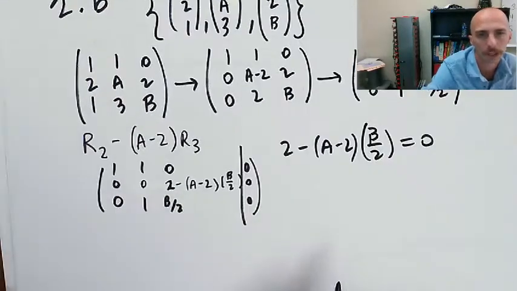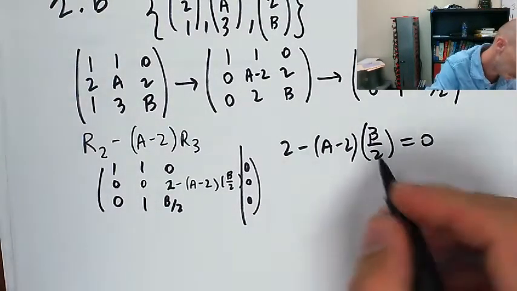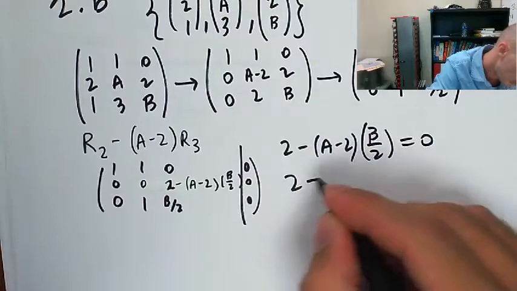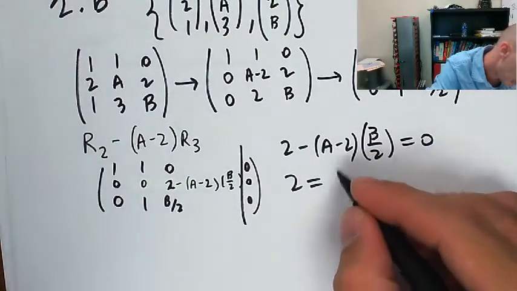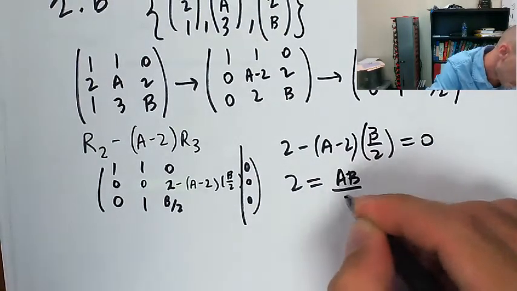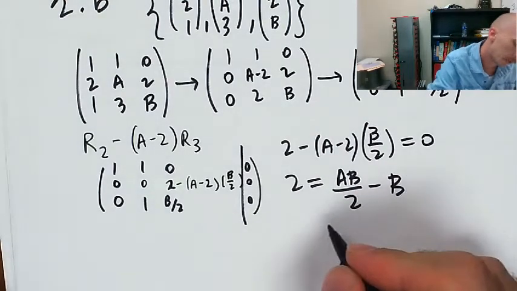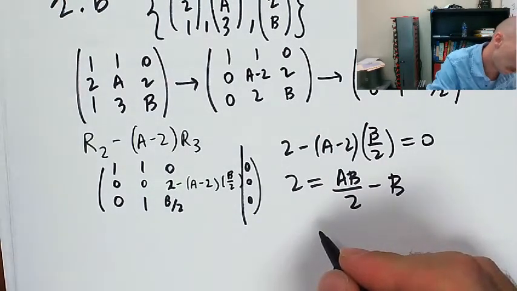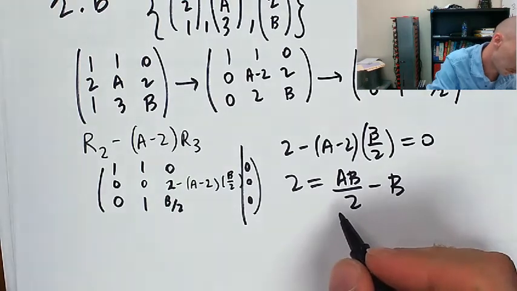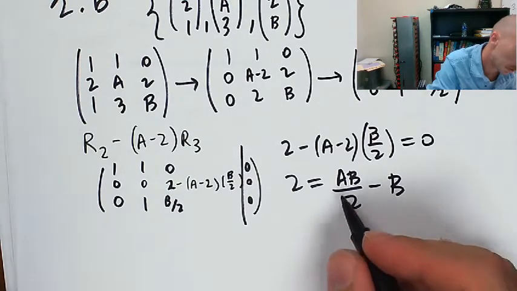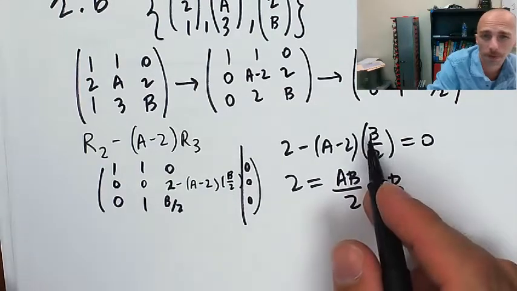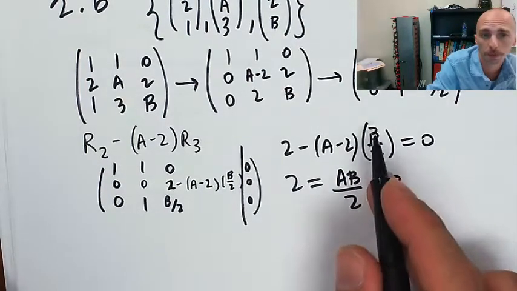I'm going to solve for a and b in terms of the other just to show you what that would be. All right, so I'm going to say that 2 equals, and I'm going to distribute ab divided by 2 minus ab. If I was trying to solve for b, I'm going to actually go back up here and just solve for it that way.